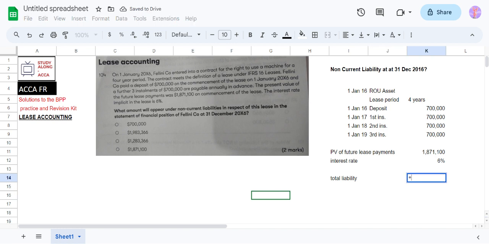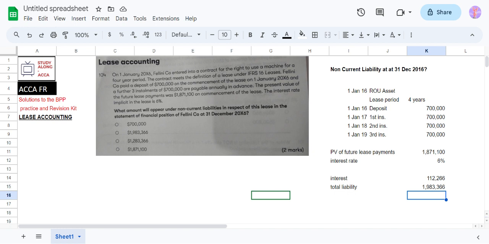So we have this present value. We'll calculate the interest. It is 112,266. So the total liability will be 1,871,100 plus this interest. This will be the interest for the first year. So in total we need to pay 1,983,366, considering the present value and the interest thereon for the first year.